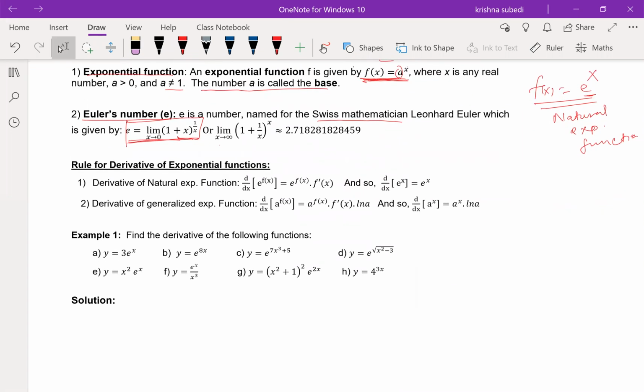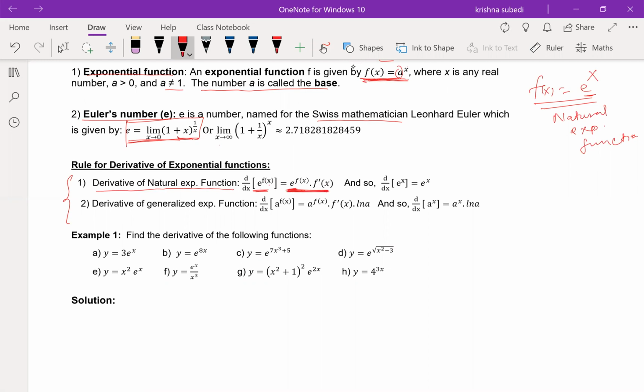And to find the derivative, we'll be using these two formulas today. One, derivative of natural exponential functions. If we have e raised to the power f of x, the formula is: you just copy the same thing as it is, and then you multiply by the derivative of the exponent. So this is like the chain rule, okay? Exponential rule as well as chain rule.